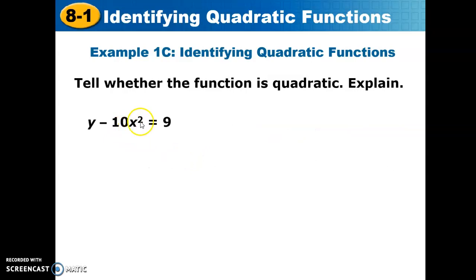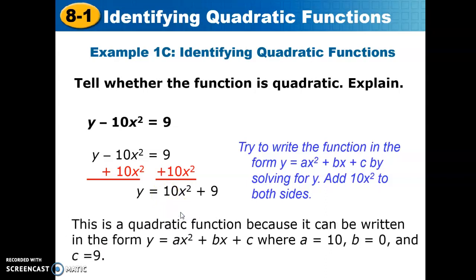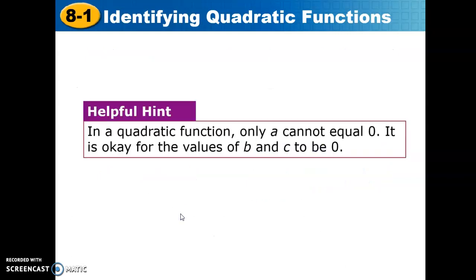How about this one? You see this x squared here? Guess what? It's a quadratic. You really don't even have to do this where you move the x over to the other side, but if you want to, go for it. If you notice, this is x squared, and this 10 is not equal to 0. Remember, our rule said a cannot equal 0. So we have a quadratic. Pretty easy.